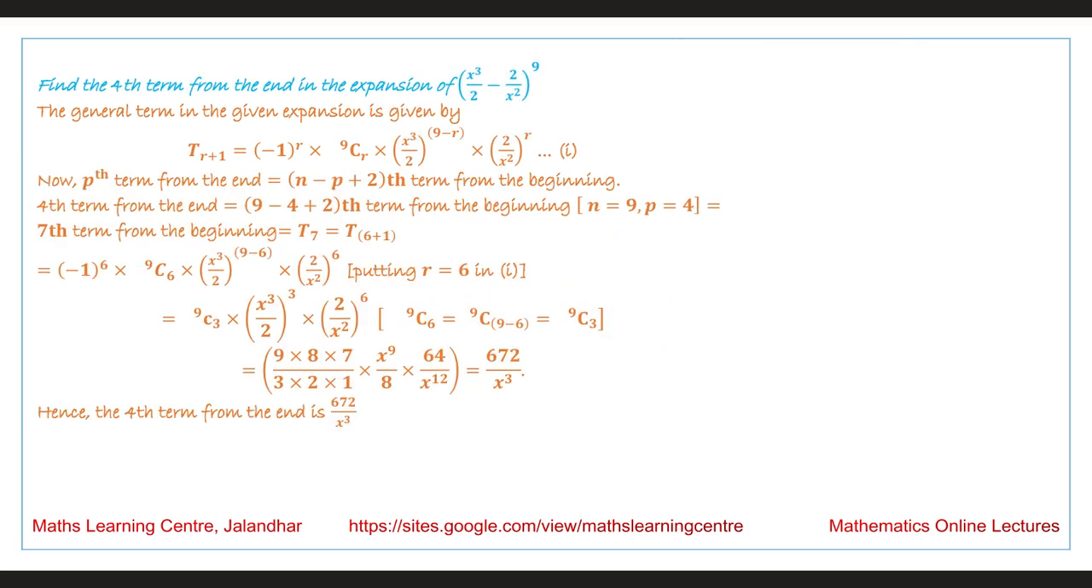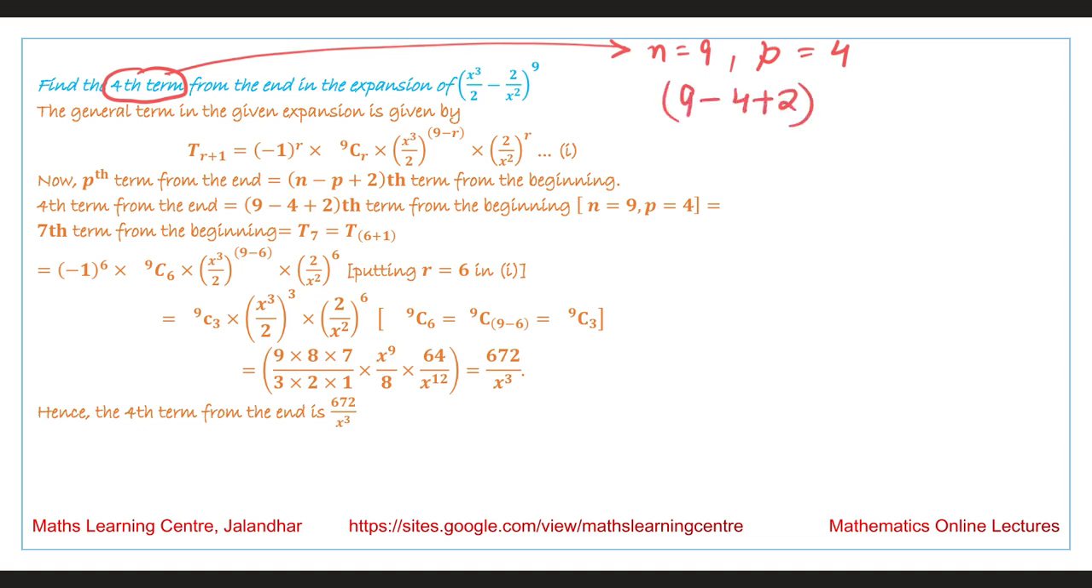Next is find the fourth term from the end in the expansion of this value. So when we have to calculate the fourth term from the end, that will correspond to the value of n, it is 9, the value of p, that is 4. So we are saying it is the 9 minus 4 plus 2th term from the beginning.